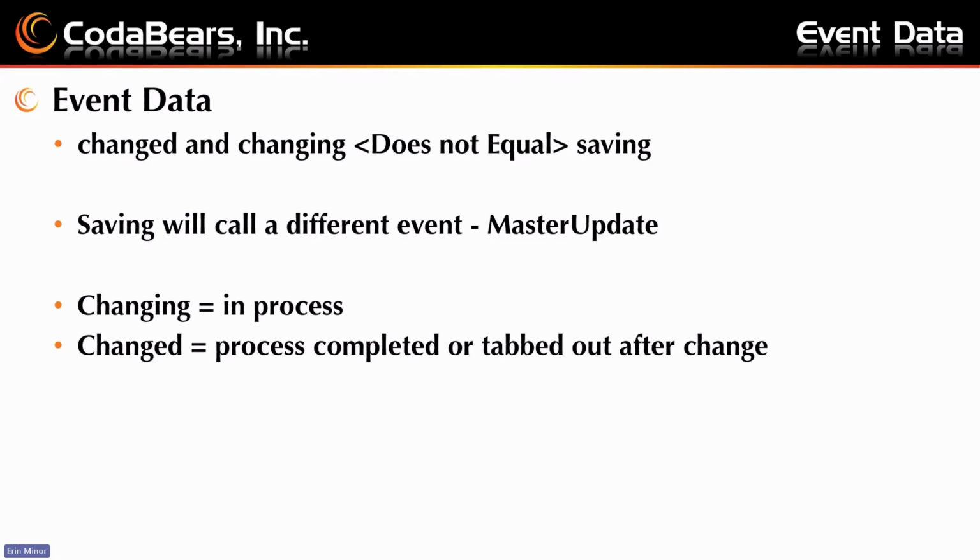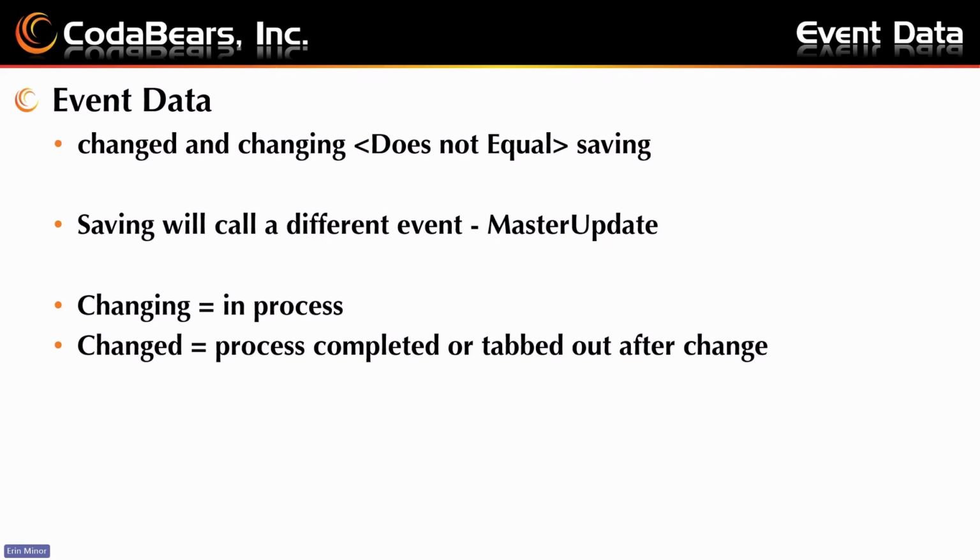So it's simply that stuff is changing on the screen or has changed on the screen. It will go into something they call a trans view. This is all deep into if you look into the tracing, but it is not what saving is. Saving will call a different event, usually called master update.